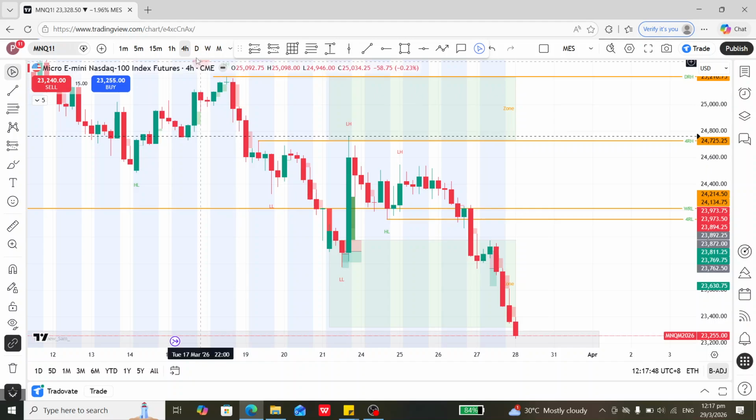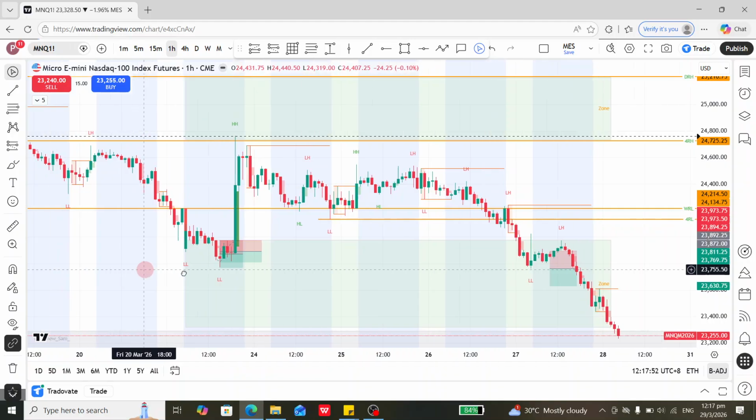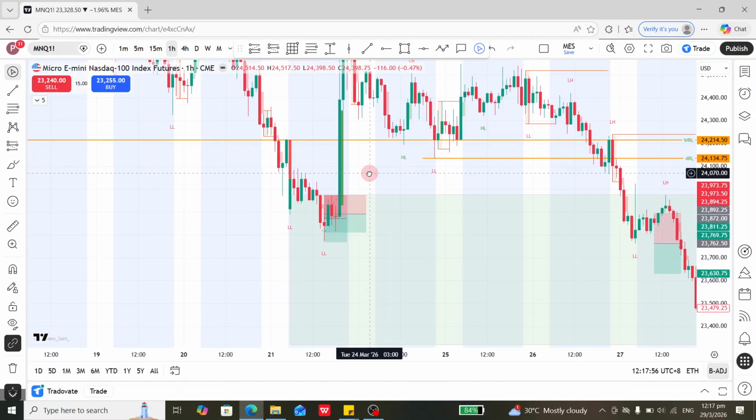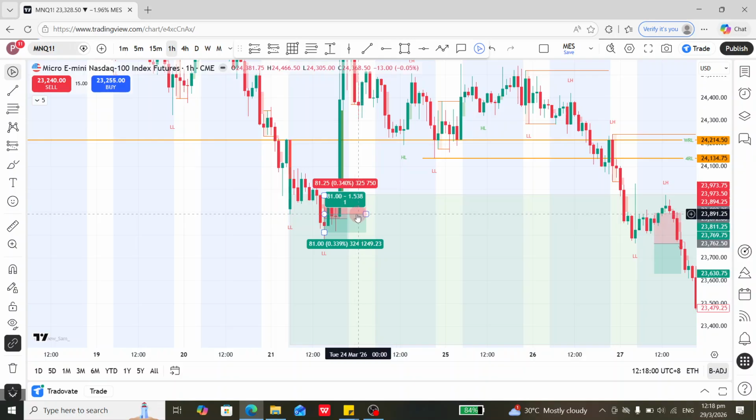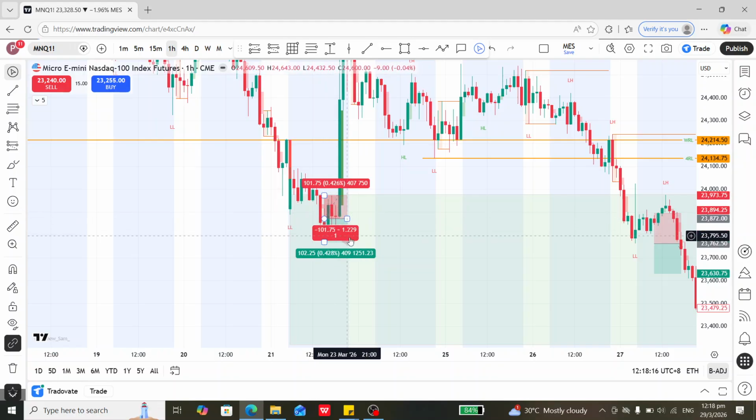Then I go down to the 1 hour to see how I enter the trade. This one is not my trade, but I tried to make it a learning for myself, so I delete this one first. This is my actual entry.